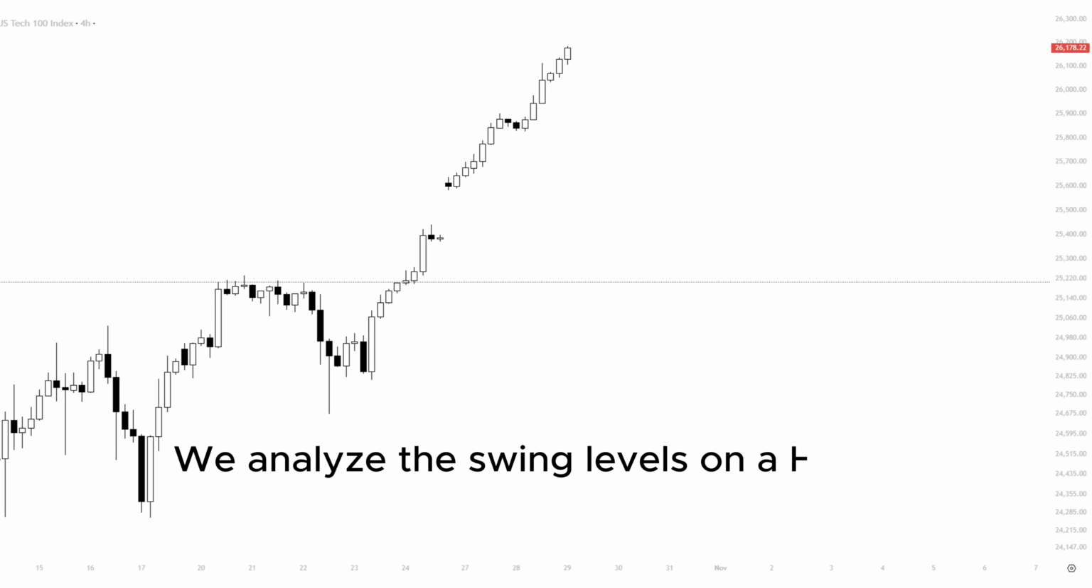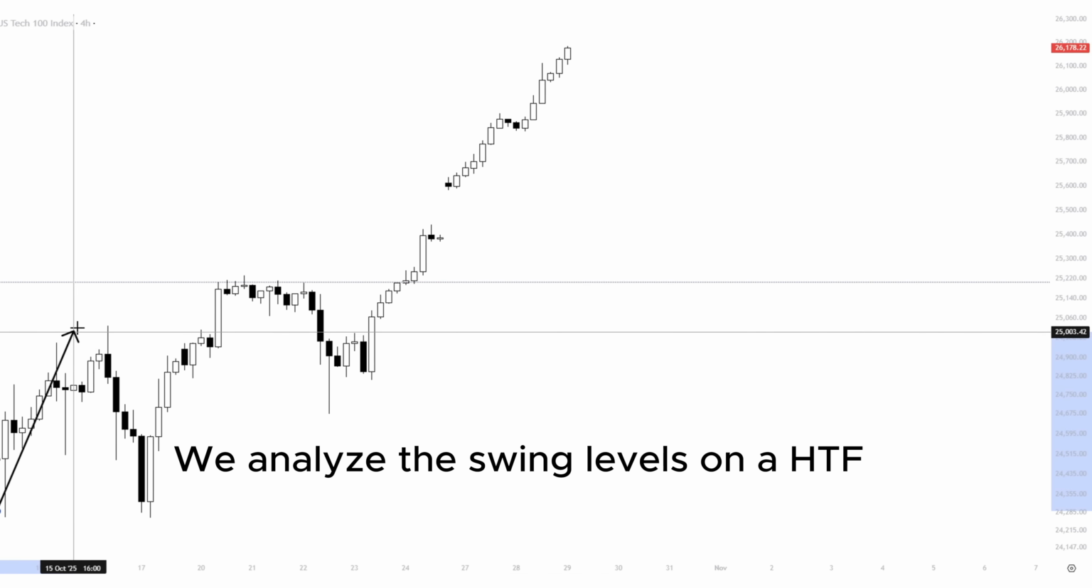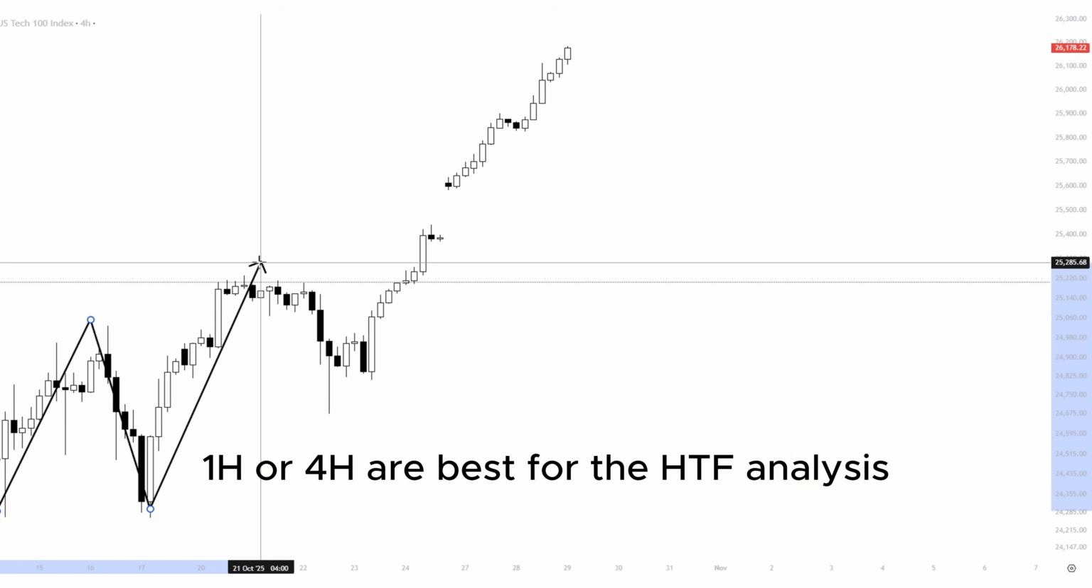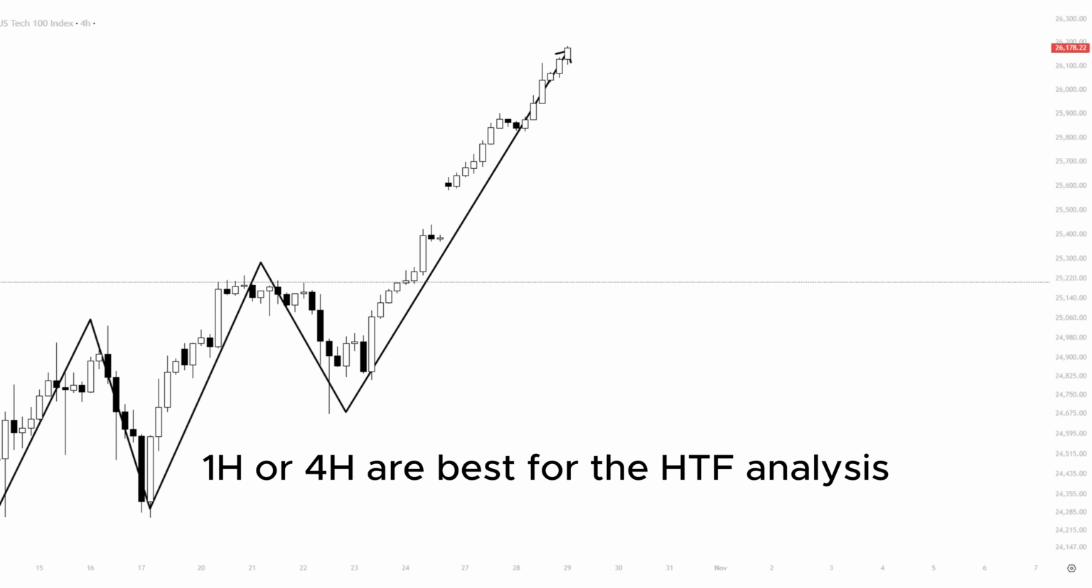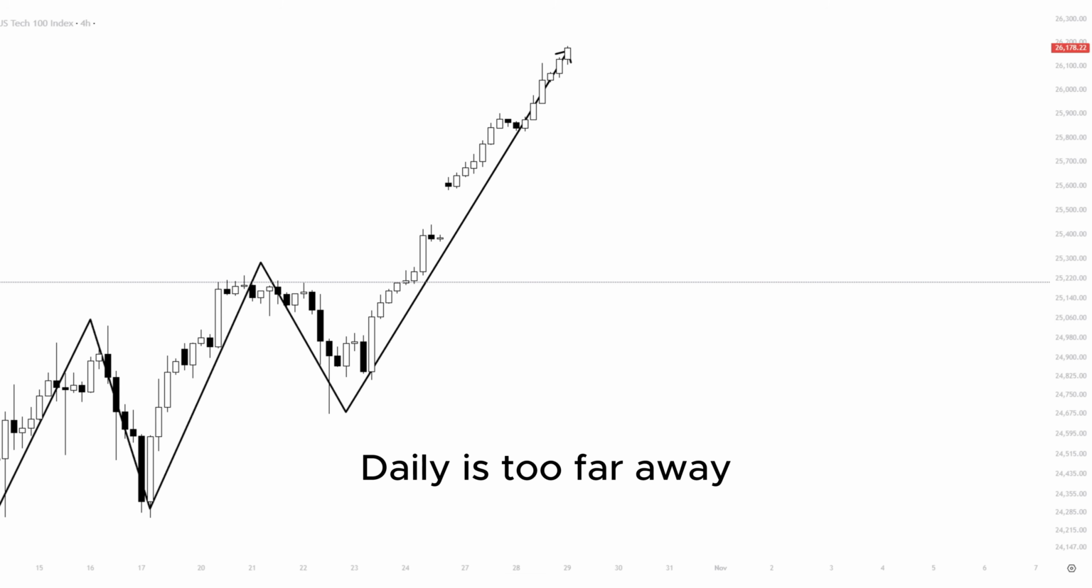The first thing we want is doing a market analysis of the swing levels on a higher time frame. The high time frame I like the most is the 1 hour or the 4-hour chart, which is exactly where we are right now. I wouldn't bother doing the high time frame analysis on the daily chart, but also not on the 15 minutes or 30 minutes. So the 1 hour and 4 hour are the perfect spot for the higher time frame analysis.